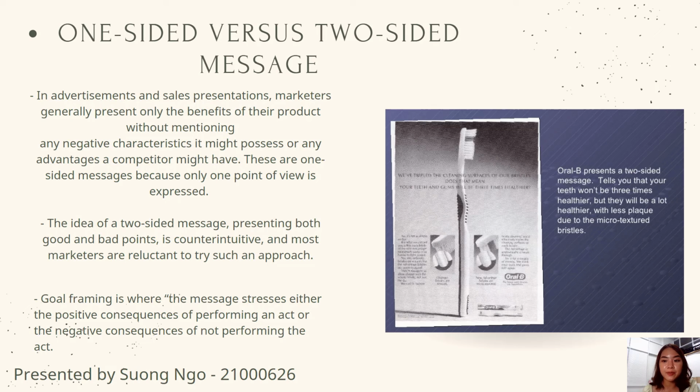and most marketers are reluctant to try such an approach. You can see the example of R&B presenting two-sided messages, telling you that your teeth won't be 3 times healthier, but there will be a lot healthier with less flack due to micro-texture crystals. And goal framing is where the message stresses either the positive consequences of performing an act or the negative consequences of not performing the act.